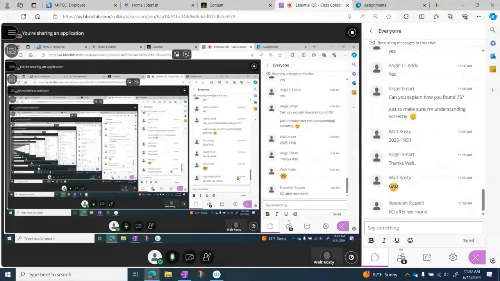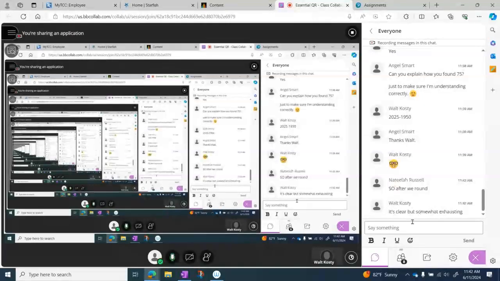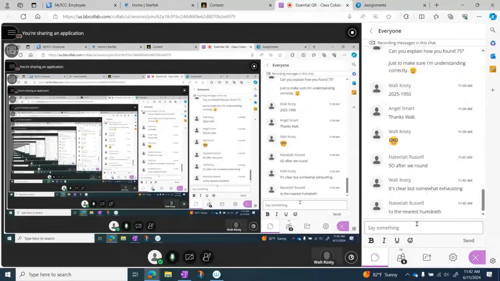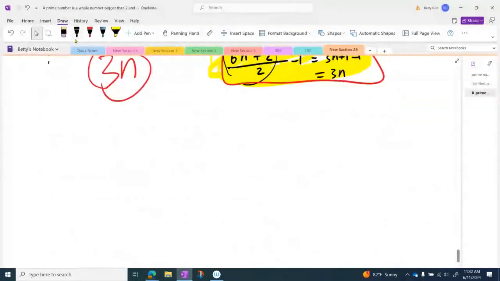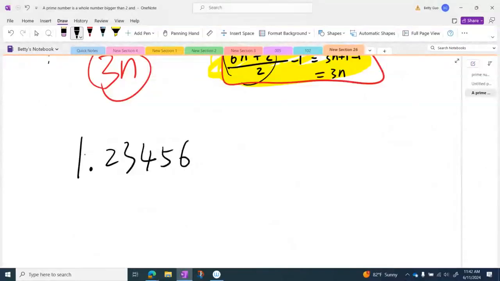Let's try one more similar problem. After we round, it's clear but somewhat exhausting, to the nearest hundredth. Let me explain. Let me give you a decimal. So this is a tenth. Okay, this is a hundredth. Thousandth.